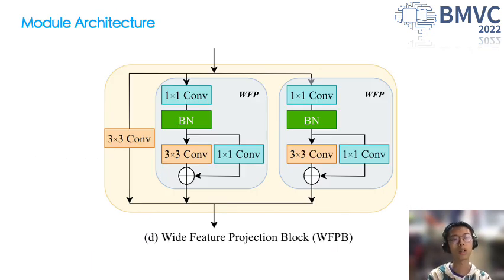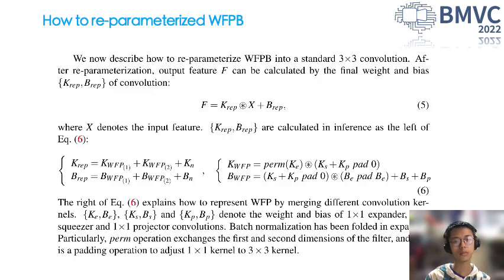This figure is our module architecture, named Wide Feature Projection Block, termed WFPB, which consists of a standard convolution layer and 2 wide feature projectors. This is a formula about how to reparameterize WFPB, which is distilled from previous work, thanks to RepVGG, and in the SR task, RepSR and ECB-SR.